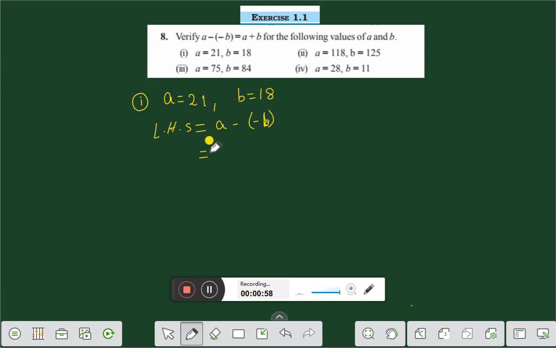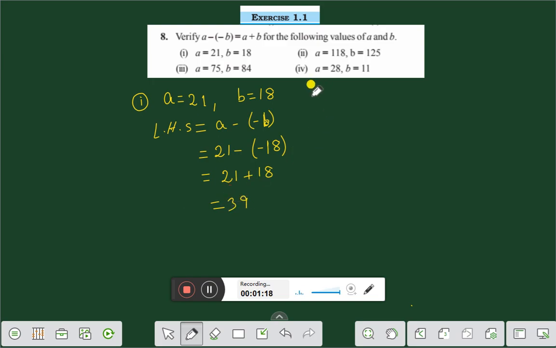What is the value of a? That is 21. Minus of minus b is minus of minus 18. That comes to 21, minus into minus is plus 18. 8 plus 1, 9. 2 plus 1, 3. 39.